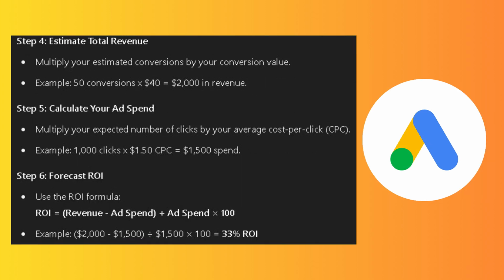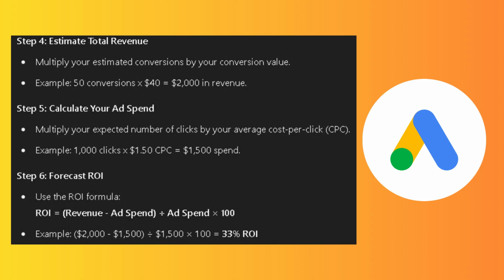Estimate total revenue. Multiply your estimated conversions by conversion value. For example, 50 conversions times $40 is equal to $2,000 in revenue. Calculate your ad spend. Multiply your expected number of clicks by your average cost per click. Example: 1,000 clicks times $1.50 CPC is equal to $1,500 spent.